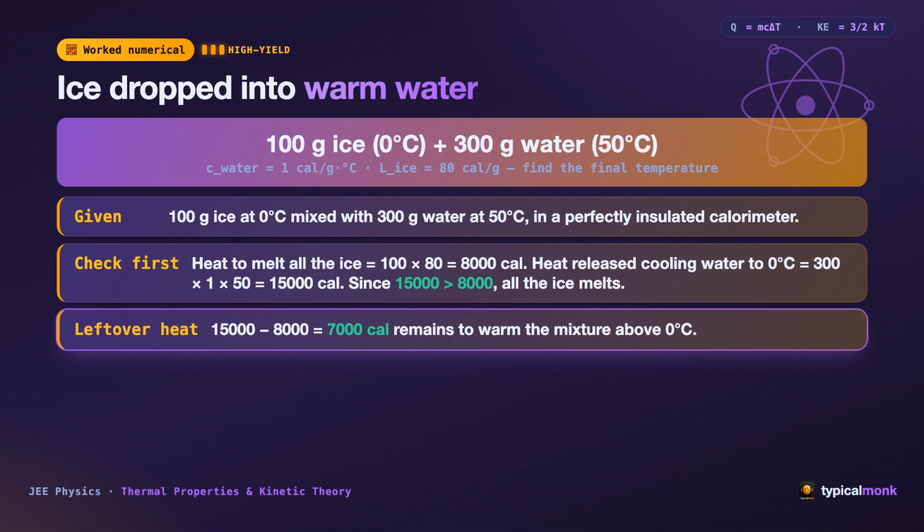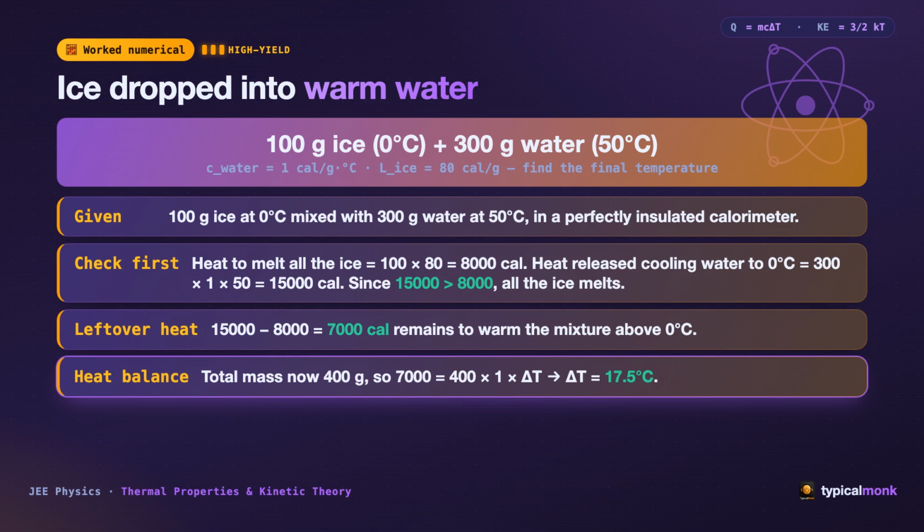Step 3. The leftover heat. 15,000 minus 8,000 equals 7,000 calories left over to warm the mixture above 0 degrees. Step 4. The heat balance. The total mass is now 400 grams. So 7,000 equals 400 times 1 times delta T, giving delta T equal to 17.5 degrees.